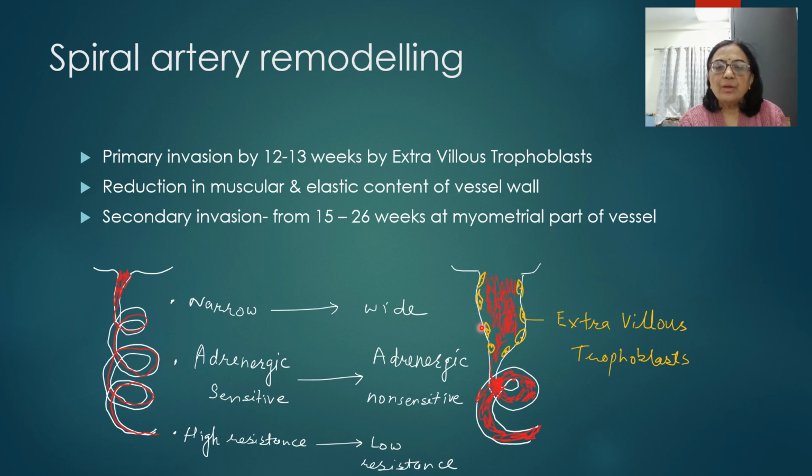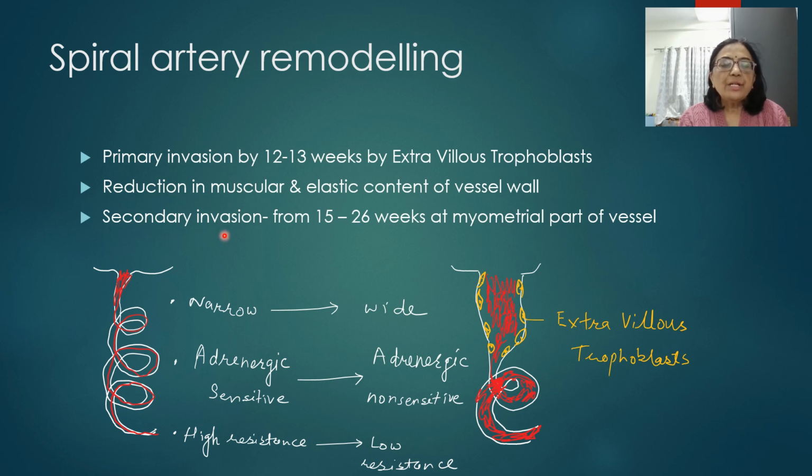Here, as we can see, the yellow ones are extravillous trophoblast, and as with any trophoblast, we know that it has a tendency to invade the surrounding tissues. Similarly, these trophoblastic cells also lead to a reduction in the muscular and elastic content of the vessel wall. So the vessel wall becomes thinner, and the opening of the spiral artery becomes wider.